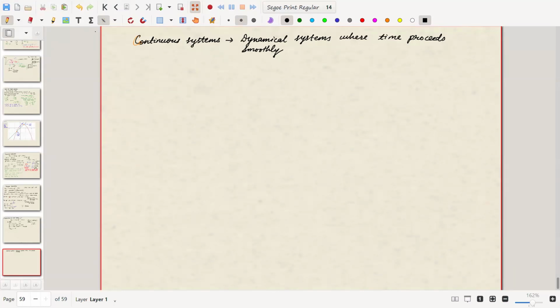Okay. So how can you model continuous dynamical systems? Let's model continuous dynamical systems. You can model a continuous dynamical system via differential equations.